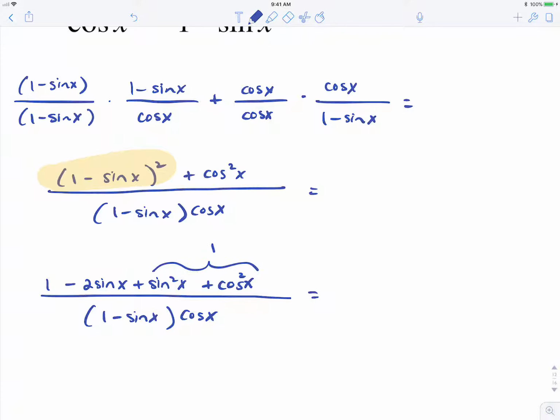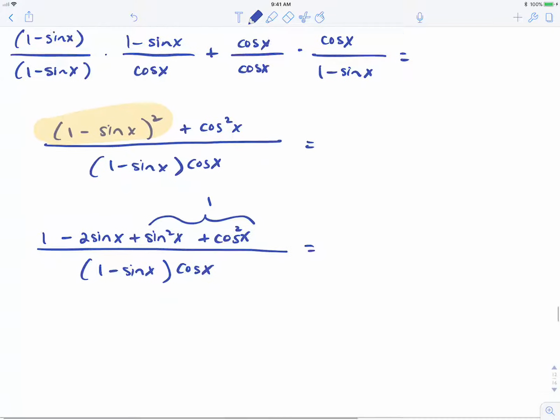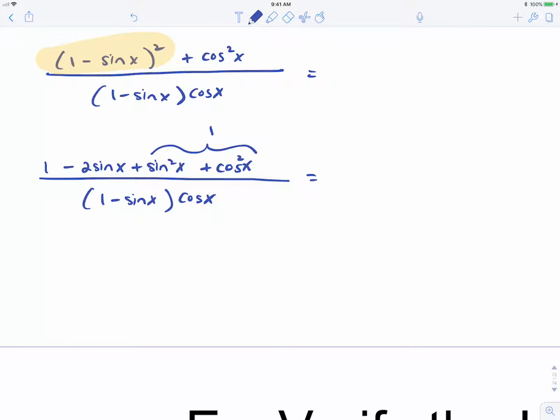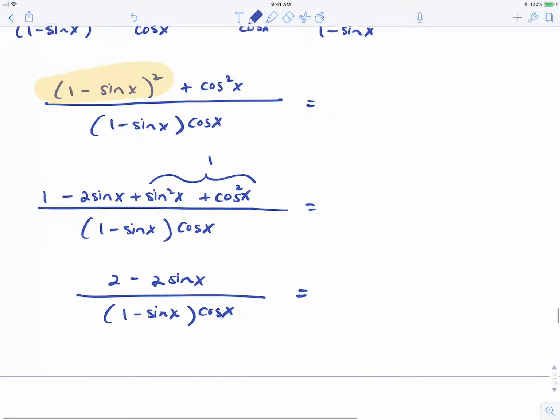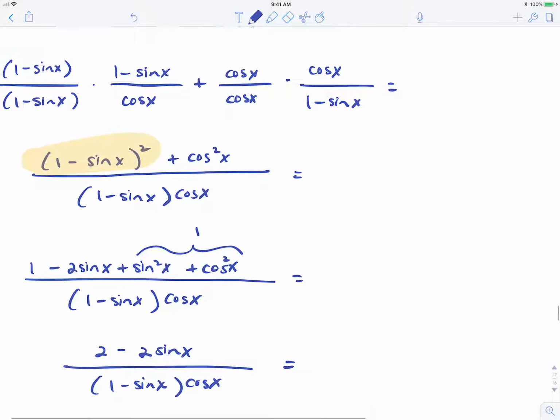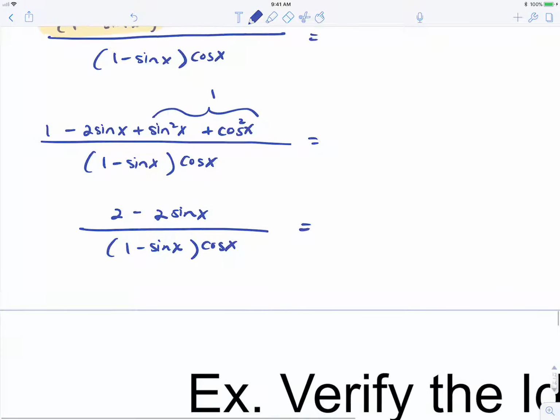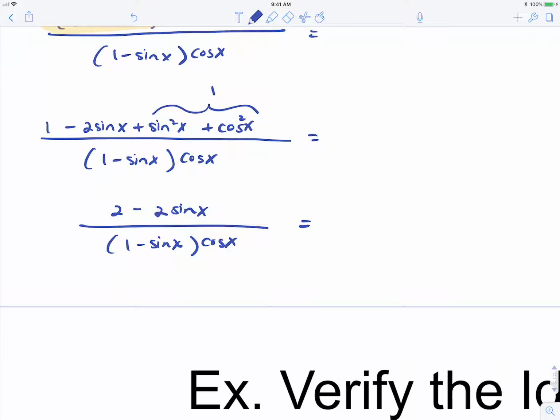Yay! That's just 1. So in combining like terms, we'll get 2 minus 2 sine of x all over 1 minus sine times cosine. And if we look at the right-hand side up here, we notice there's a 2 there, so we're on the right track. We can factor a 2 out of the numerator.